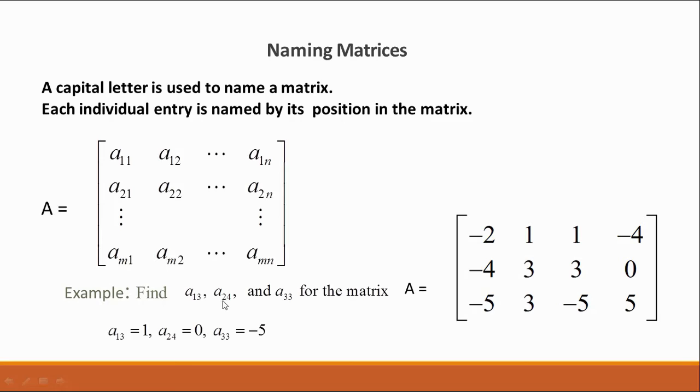Now A24. A24 means the element of second row and fourth column. This is the second row and fourth column. So the element of second row and fourth column is 0. Now A33. A33 means the element of third row and third column. At this position we get -5. This is the A33 position, third row and third column. So in this third row and third column position we have the element -5.